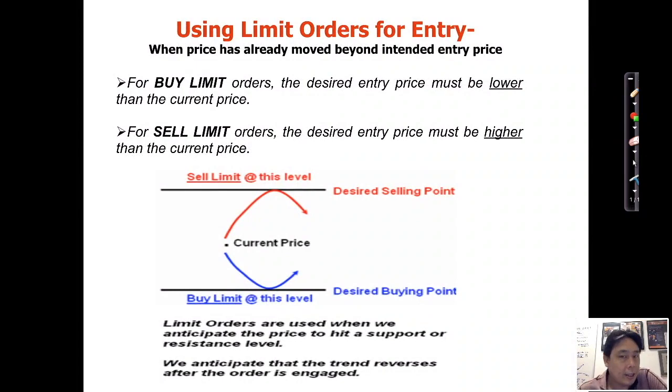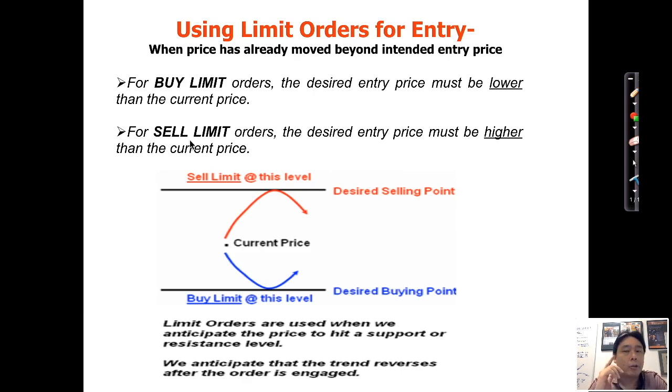Now, recall earlier I said that I tend to enter the trade using buy stop orders for long and sell stop orders for short. But there are times when I would enter a trade with a limit order. I'll enter a long trade with a buy limit order and enter a short trade with a sell limit order. Now this happens under special circumstances.